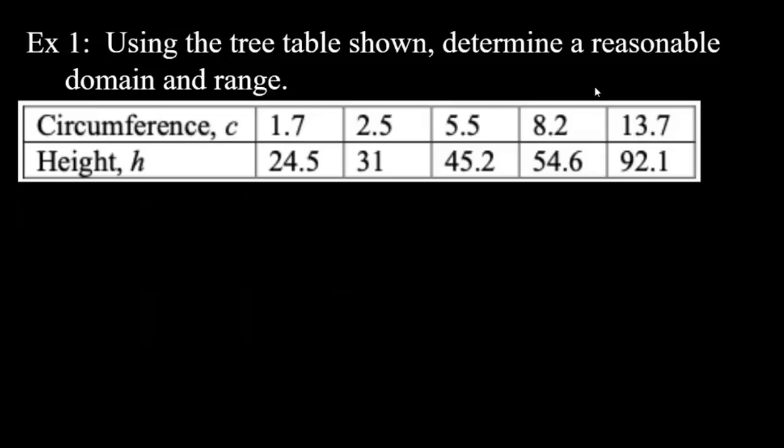So when we look at this, the independent variable here is the C value. And a lot of times, most of the time, they'll put that on the top. But C is your input value or your independent. So C is the input. And that means H is the output.